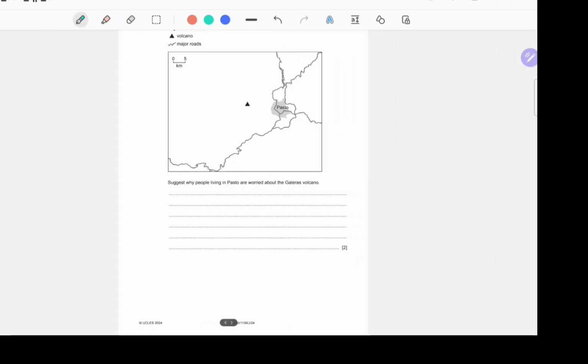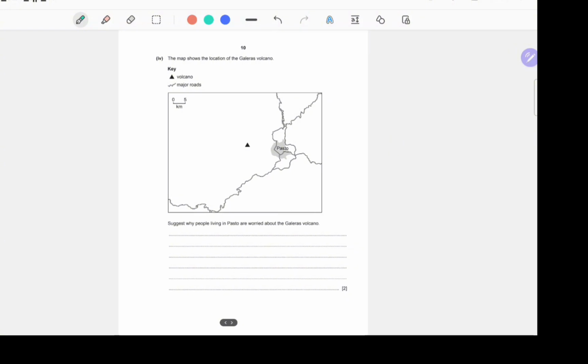Next one. The figure map shows the location of the Galeras volcano. Suggest why people living in Pasto are worried about the Galeras volcano. Why are they worried? Because they are very near to the volcano site and do not have enough time to evacuate. So two points if you want to write. People live near to the volcano. One point we can write this way.